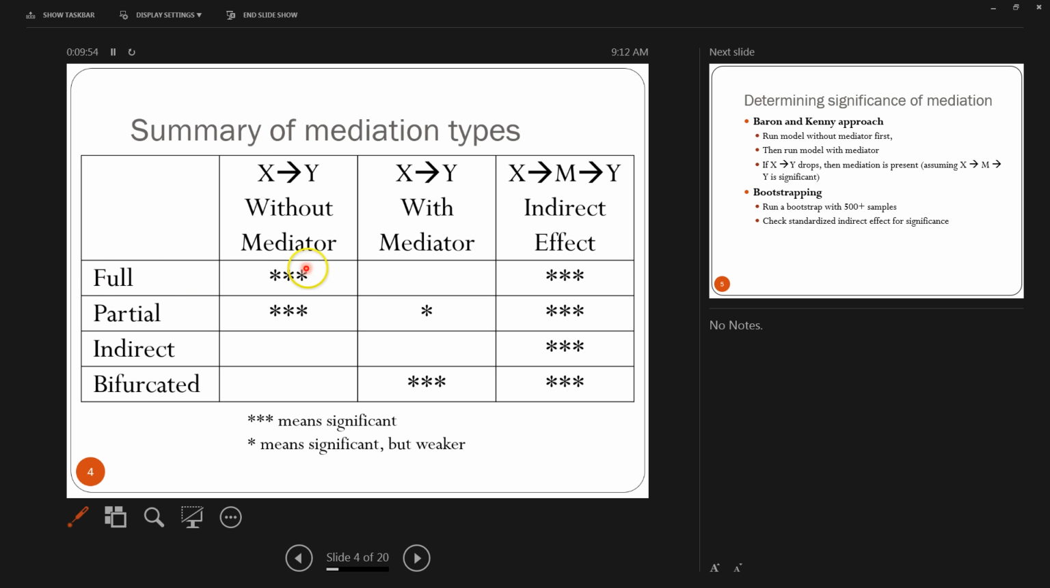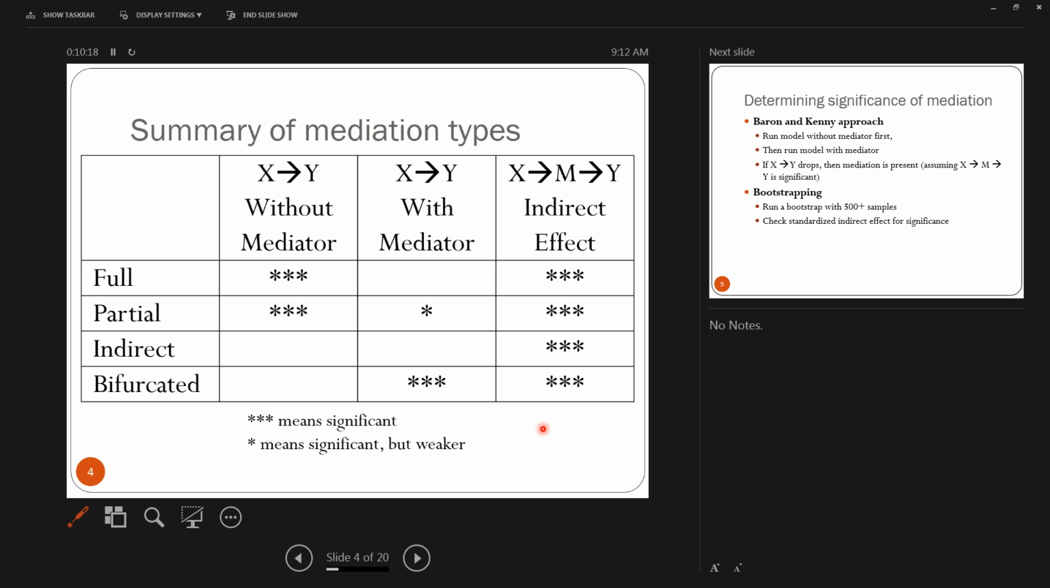Full mediation is where the x to y relationship, independent to dependent variable, is significant without the mediator. And then when you add the mediator, there's no direct effect anymore. That direct effect completely drops out of significance. That's full mediation. And of course the indirect effect has to always be significant. For any type of mediation, the indirect effect has to be significant.